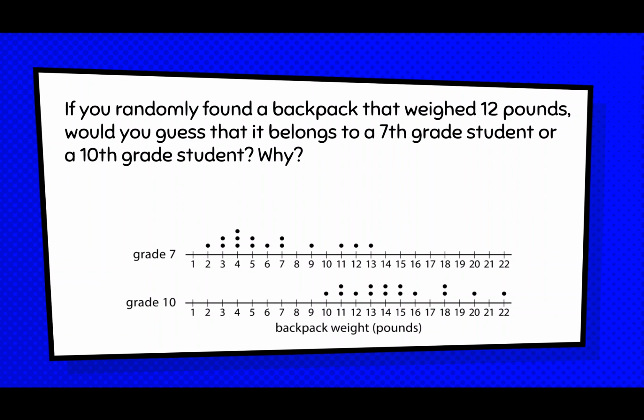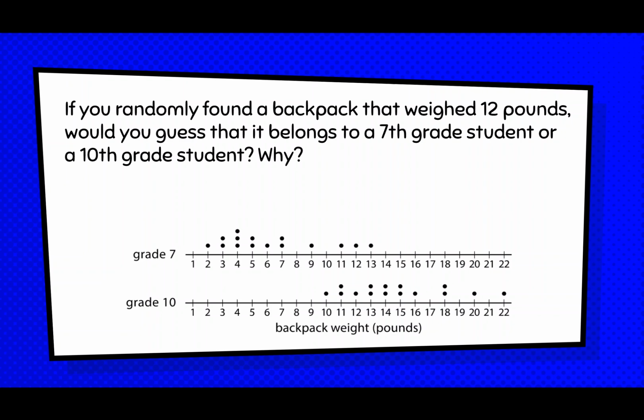So our last question that we're going to think about with the backpacks and these dot plots is, if you randomly found a backpack that weighed 12 pounds, would you guess that it belongs to a 7th grade student or a 10th grade student, and why? So again, pause, think about your answer before you listen to mine.